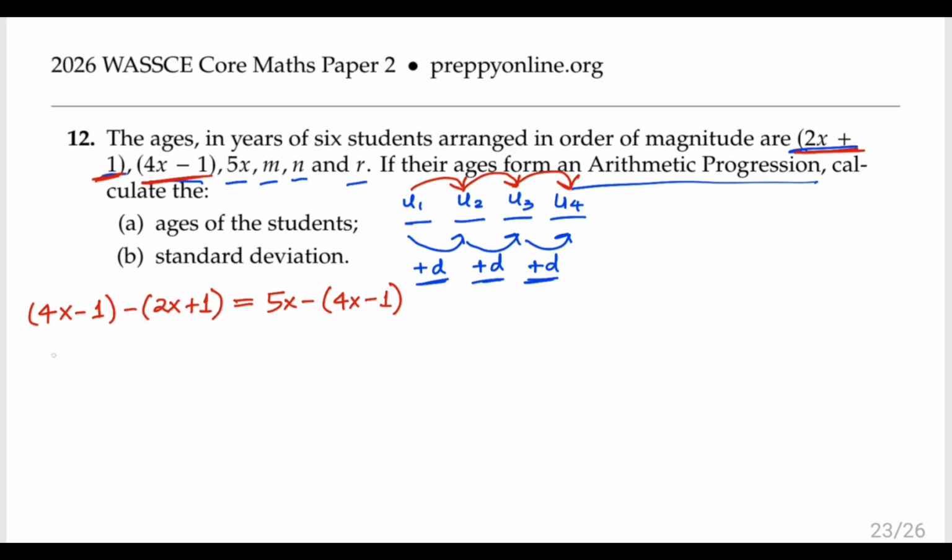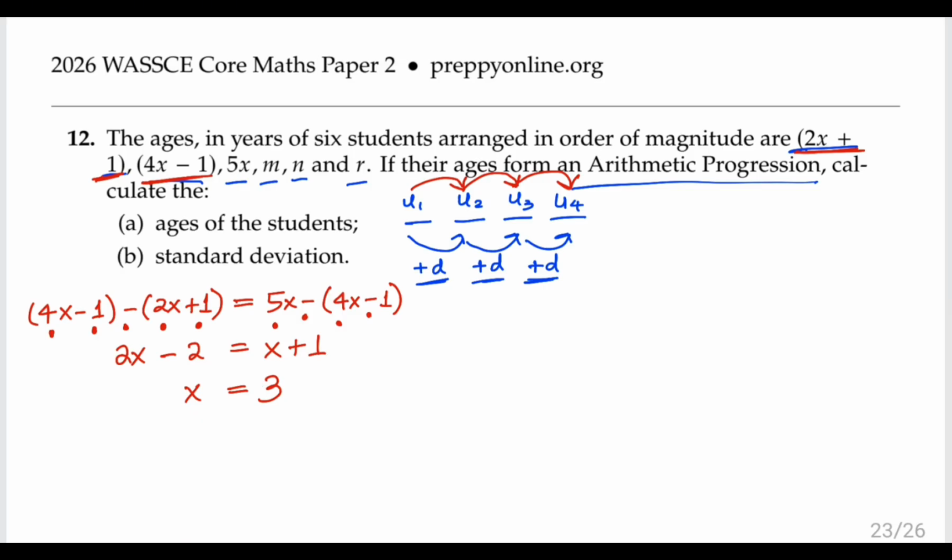So let's do that. On the left hand side we have 4x minus 2x, that gives us 2x, and then we have this minus 1, and then we have another minus 1 because of the negative here, so that gives us minus 2. Then over here we have 5x minus 4x, which is x, and then we have minus 1, so we have plus 1. All right, so we simplify further. We're going to get x is equal to 3.